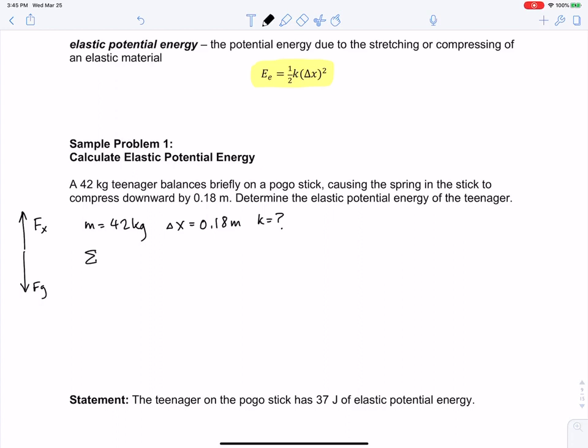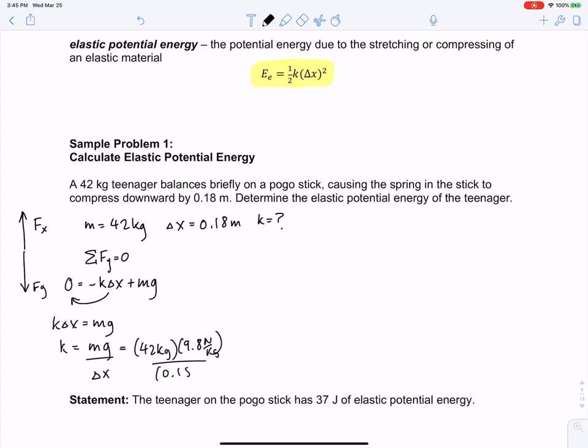So the sum of the forces in the y direction is 0. So 0 is equal to negative k delta x plus mg. We have the force of gravity downward and the force that the spring exerts in the upward direction. Bring this over the equal sign. We have k delta x is equal to mg. Solving for k, we have mg divided by delta x. We can sub and solve. 42 kilograms times 9.8 newtons per kilogram over 0.18 meters.